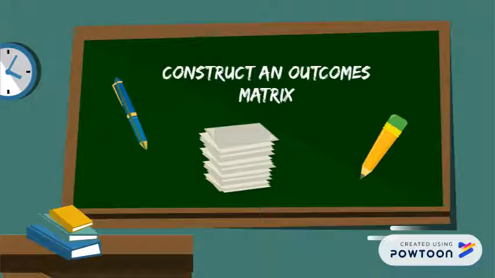Construct an outcomes matrix. An outcomes matrix is a convenient way to get an overview of all this information. A typical outcomes matrix format arrays your policy alternatives down the rows and your evaluative criteria across columns.